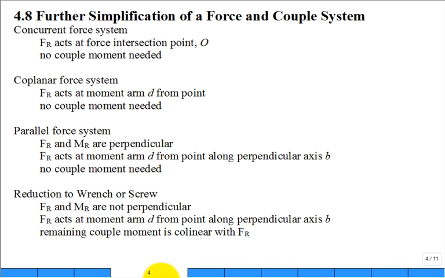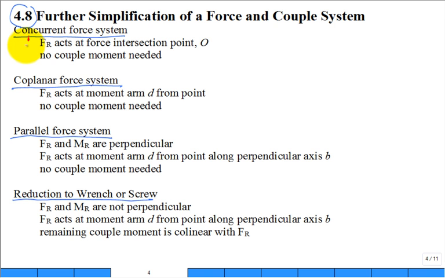Well, this only gets more challenging. And so 4.8 may be one of the more challenging sections in this chapter for sure. And I think you can take a look. Well, what happens if you have a concurrent force system? What happens if it's a coplanar force system? What happens if it's a parallel force system? Or what happens if a wrench or a screw? Oh boy. All right, let's break this down easy.